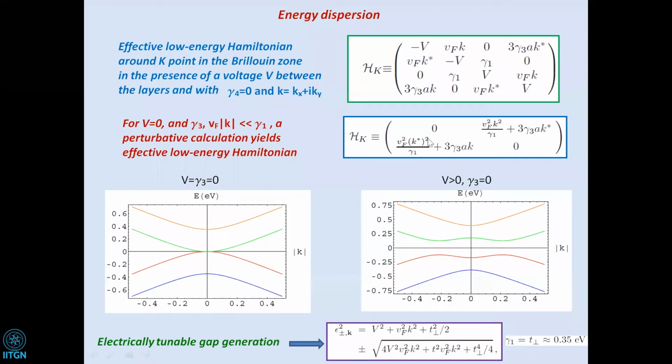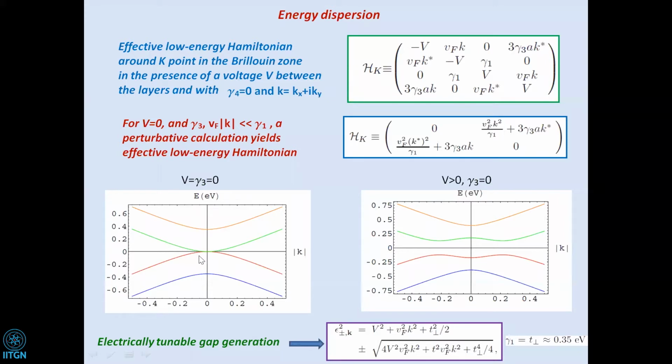And that comes because of the fact that now you have these 2 layers and only a gamma 1, because I have set gamma 3 to 0. And if you just put gamma 3 equal to 0 and take this gamma 1, in the limit where this gamma 1 is small compared to this v_F k, you are going to get a quadratic dispersion.